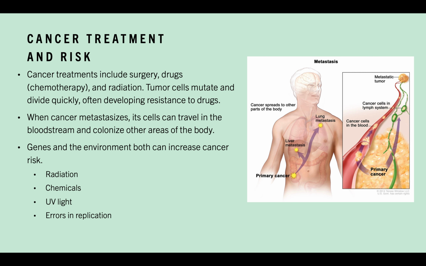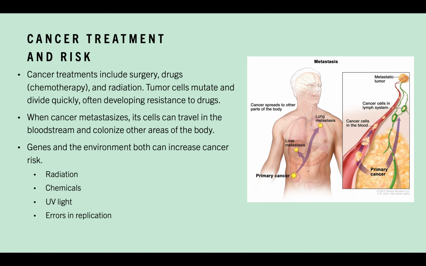Often, if someone is diagnosed late phase with a certain cancer, like in this image here on the right, for example, they have a primary cancer here. This cancer would have then metastasized into the liver and the lung. So cancer can metastasize and travel through the bloodstream into different parts of the body, where it then takes hold in those areas as well. It follows the bloodstream and lets off in different parts of the body and creates tumors in those areas as well. And once again, it divides very rapidly. It's very difficult to keep up with, which is why it's so hard to not only find and diagnose, but to treat. So genes and the environment both can increase cancer risk.